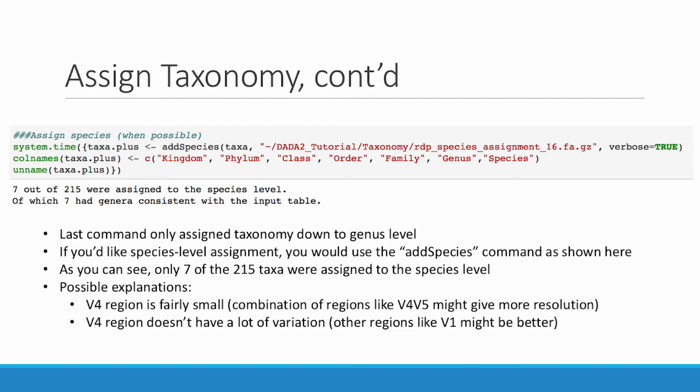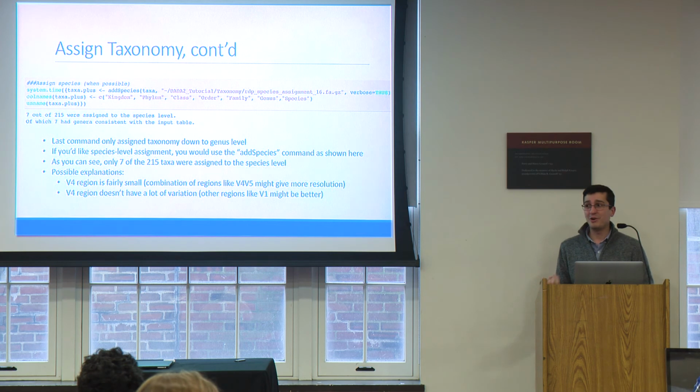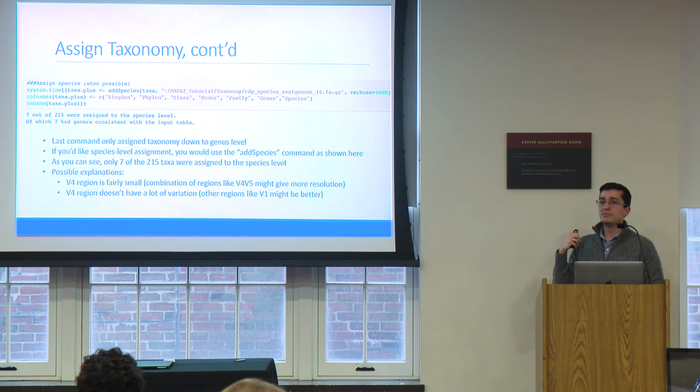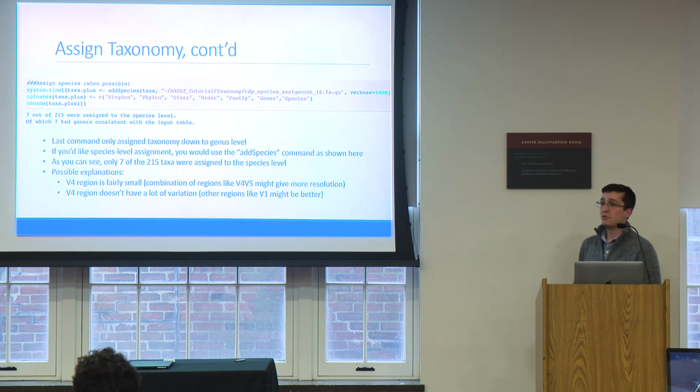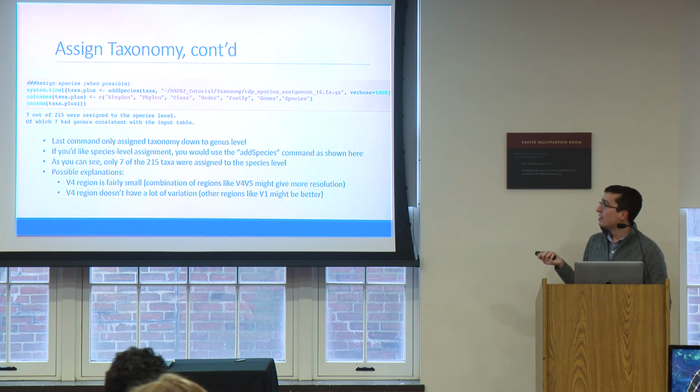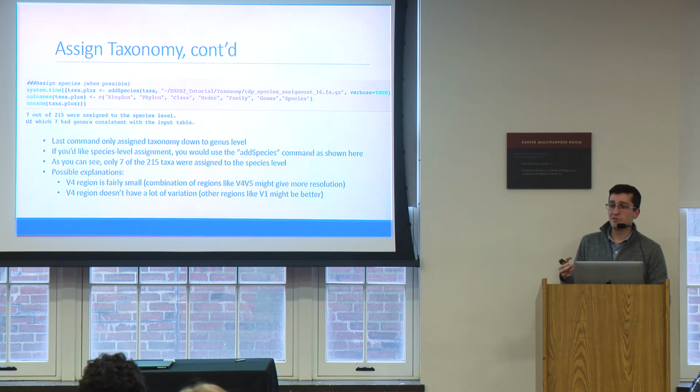So some possible explanations. I mentioned this earlier, but the V4 region is fairly small, so it might be hard to get a definitive species level assignment with the V4 region. Additionally, my understanding is that the V4 region isn't the most variable of the hypervariable regions. I know for a fact that V1 is a little bit more variable, so if you do care about species level assignment or even strain level assignment, you might want to consider a region that's a bit more variable.